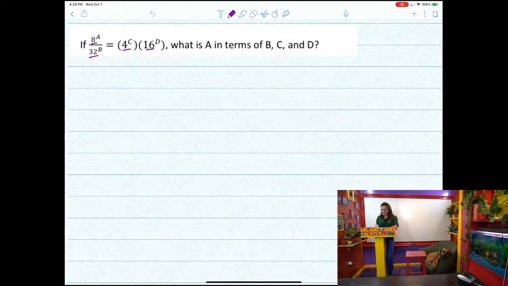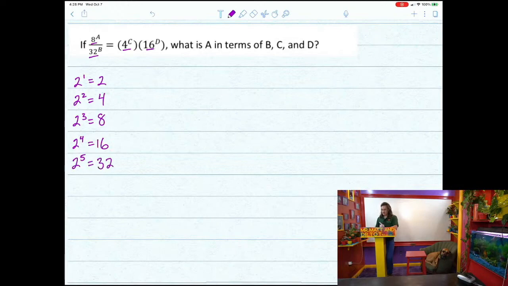But here, these are all exponentiations of 2. 2 to the first power is 2. 2 squared is 4. 2 cubed is 8. 2 to the fourth power is 16. 2 to the fifth power is 32. So you can rewrite all of these in terms of a base of 2.